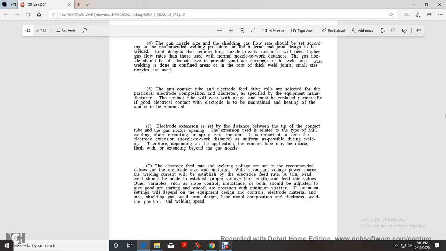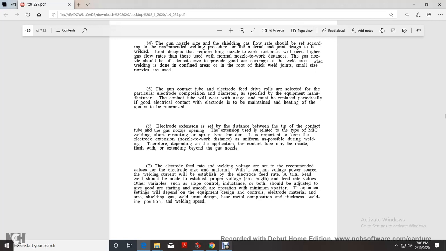Electrode extension is set as the distance between the tip of the contact tube and the gas nozzle. The setting depends on the type of MIG welding, short circuit or spray transfer. It is important to keep the electrode extension and the nozzle-to-work distance as uniform as possible during the welding. Therefore, depending on the application, the contact tube may be inside, flush with, or extend beyond the gas nozzle.